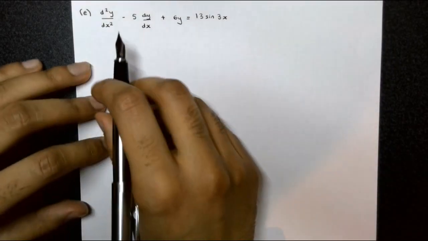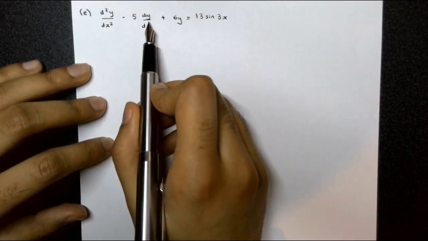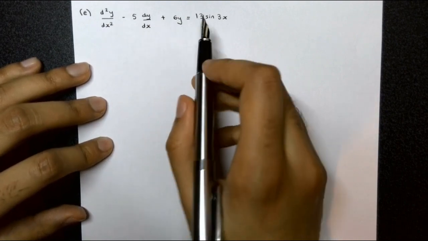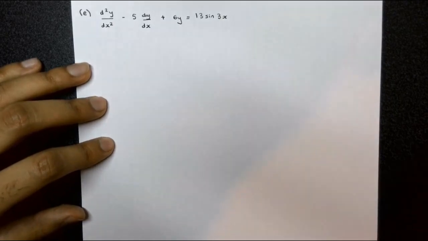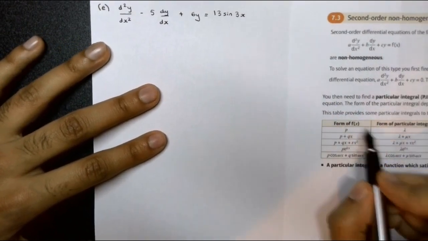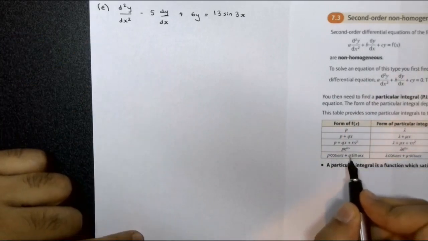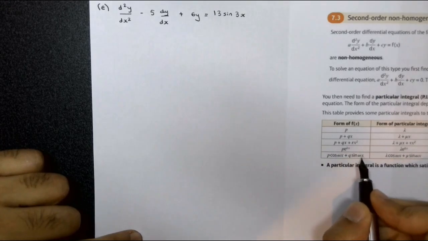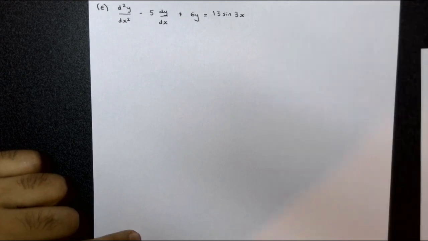Part E of the question, we've got the differential equation d squared y over dx squared minus 5 lots of dy over dx plus 6y equals 13 times the sine of 3x. And what you'll notice over here, if we take a look at the right hand side, you can see f of x is of the form p cos of omega x plus q sine of omega x, and therefore our particular integral will be of this form over here.